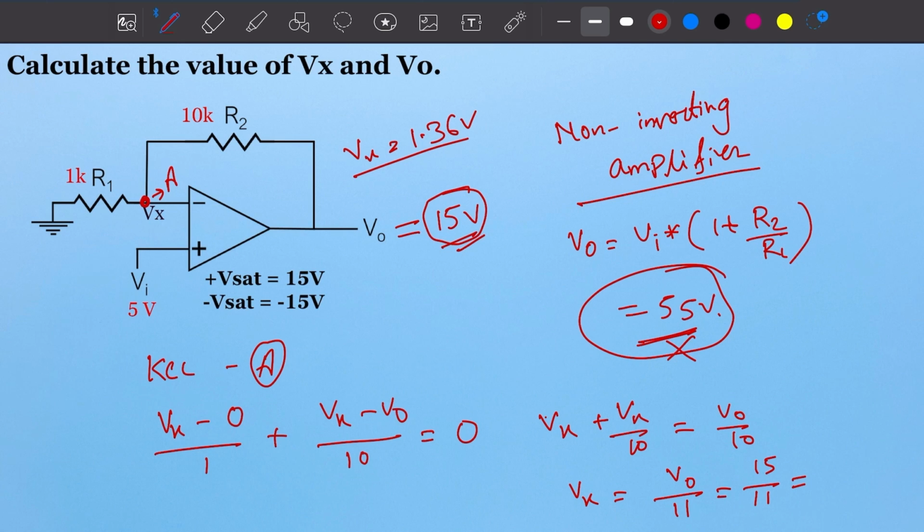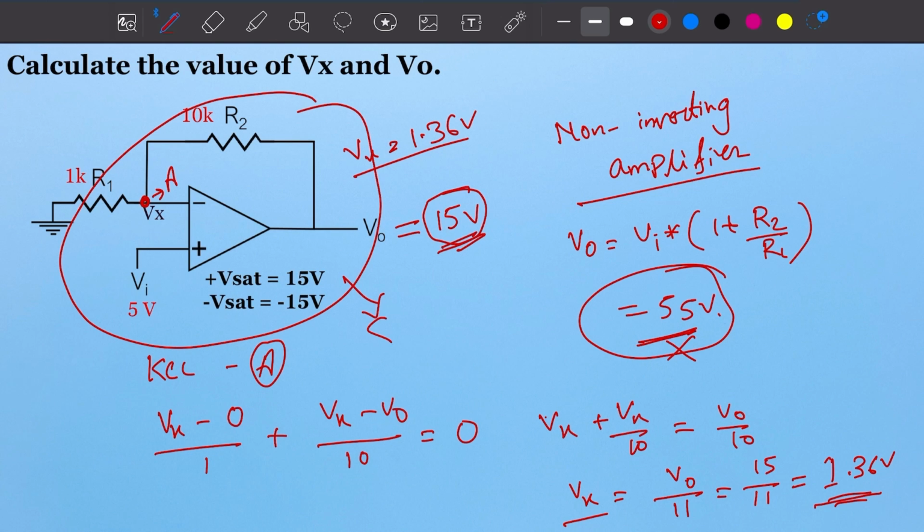15 by 11. Okay, and what is the value of 15 by 11? This will be 1.36 volt. Now we can see our solution of V0 equal to 15 volt and Vx equal to 1.36 volt matches exactly with the simulation data. Okay. So now from this problem, you can easily understand two things. One is virtual short will not work when the op-amp works in the saturation region.